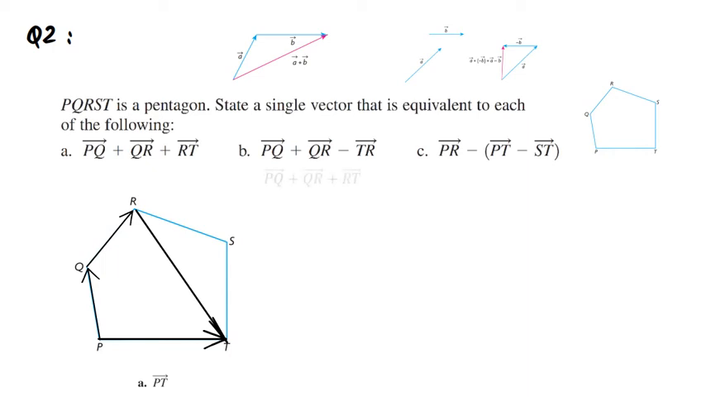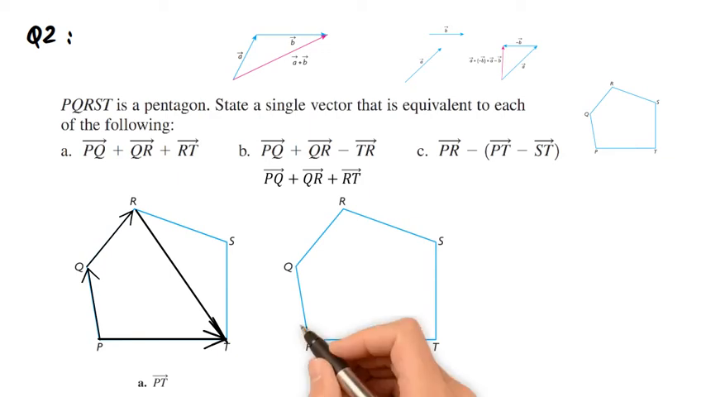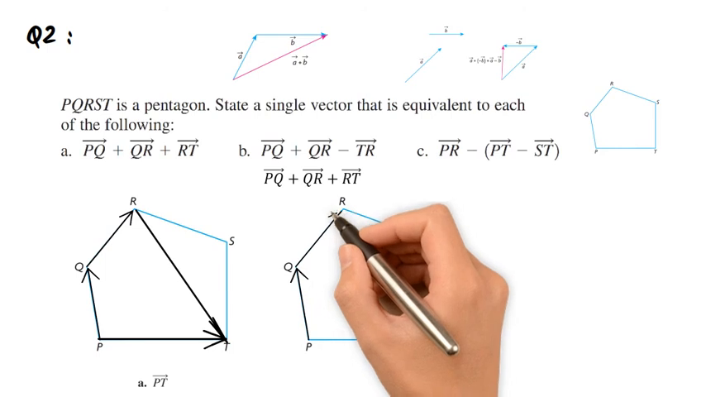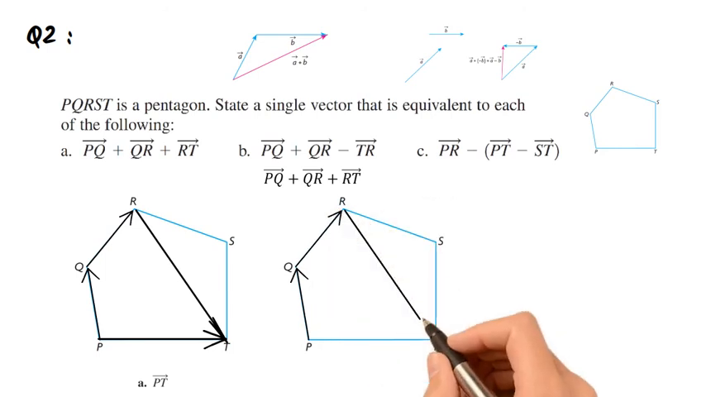Second question, we can first rewrite the vector TR as its opposite vector RT. Now it's easy to get the resultant. Start from vector PQ and then vector QR and vector RT. The answer is vector PR.